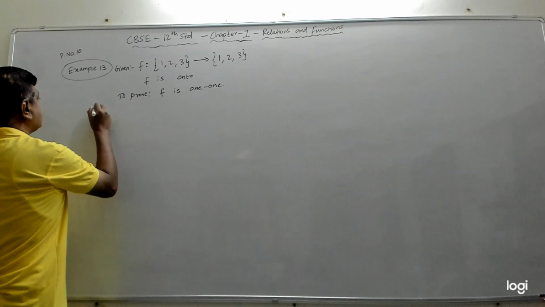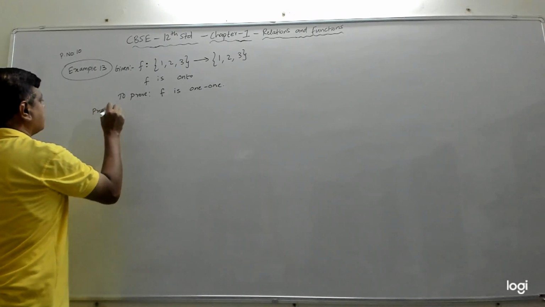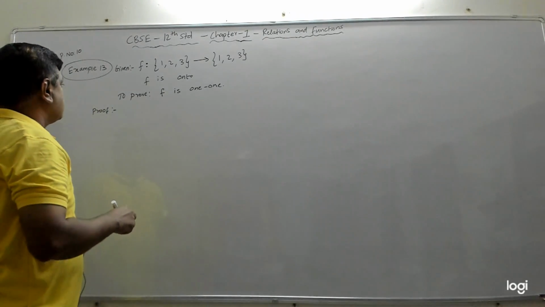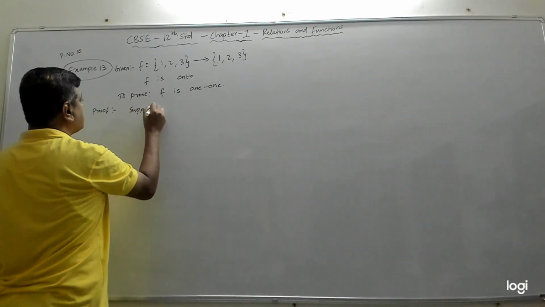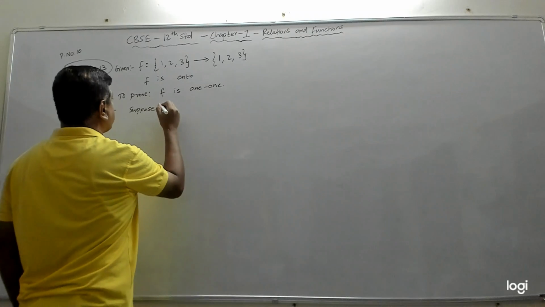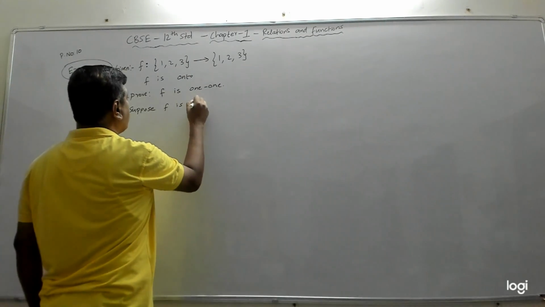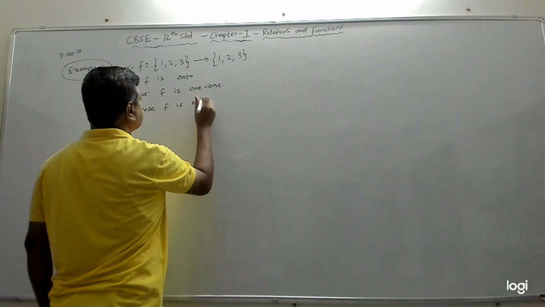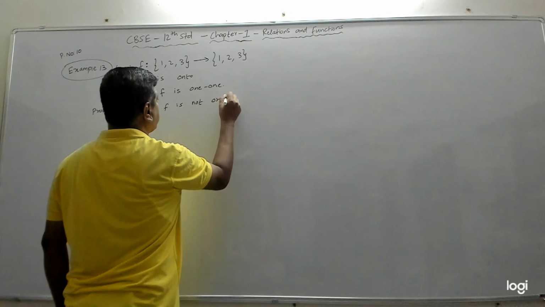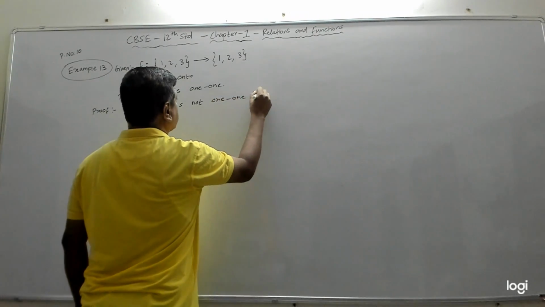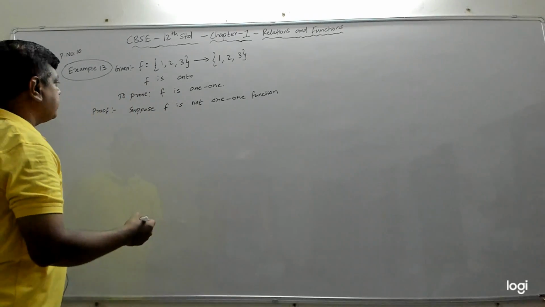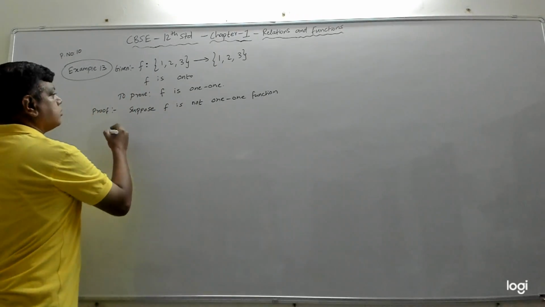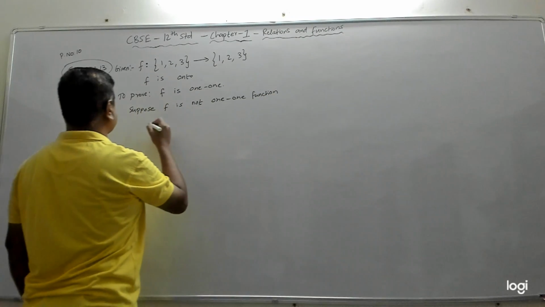So the proof is: we have to prove that f is 1 to 1. So we'll assume that, suppose f is not 1 to 1. Suppose f is not a 1 to 1 function, then what does it mean?